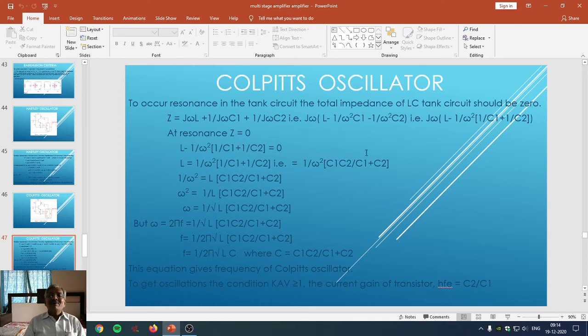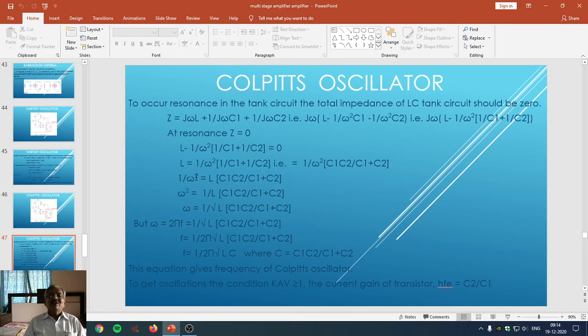That is the net capacitor. 1 upon C1 plus 1 upon C2 comes to be 1 upon C. Have to remember, that comes to be 1 upon C, because the formula is 1 upon C equal to 1 upon C1 plus 1 upon C2. So 1 upon C equals C1 plus C2 upon C1 C2. If you reverse it, we can get C equal to C1 C2 upon C1 plus C2. We have utilized that particular concept here.